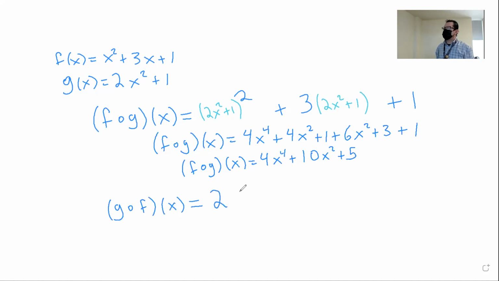So G is 2x squared plus 1. Imagine I eliminate the x, and instead of the x, I substitute f, which would be x squared plus 3x plus 1. And then we have to expand that polynomial. So I'm going to do it this way.